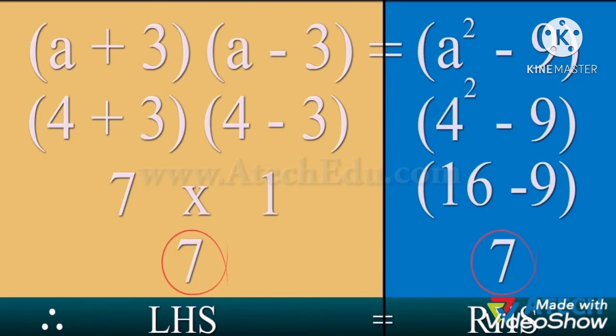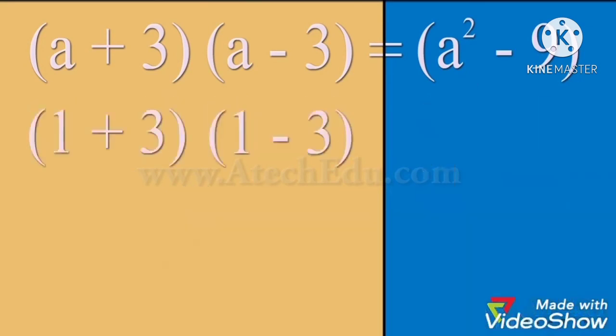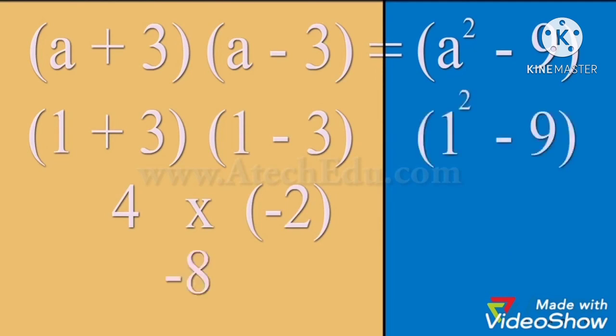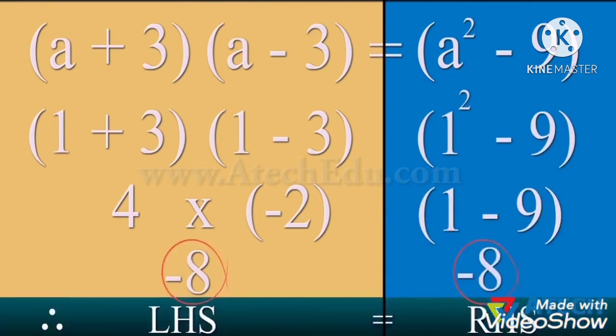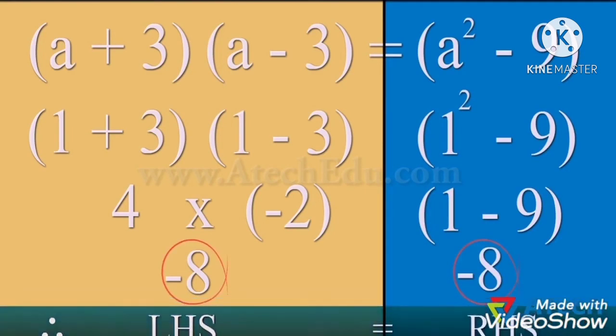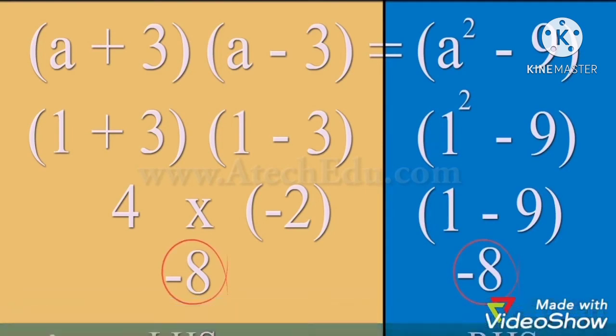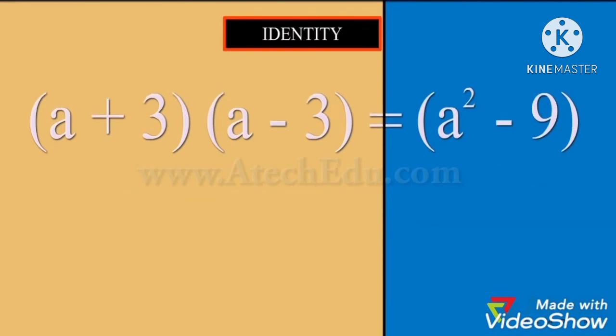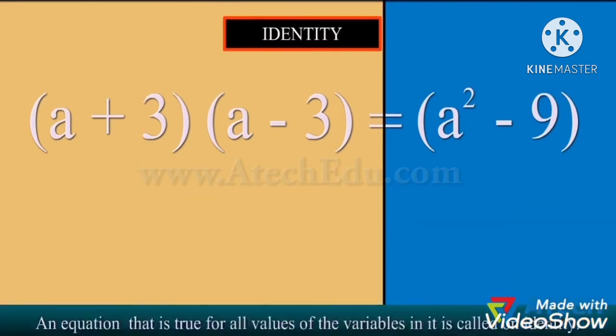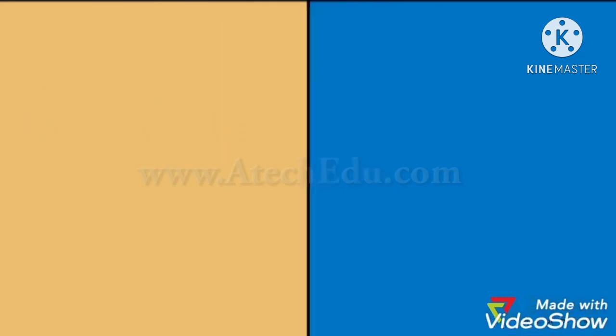Let us check these expressions for any other value. Say a equals 1. We find that LHS equals -8. Upon putting the value of a in RHS, we again get -8. Hence, LHS equals RHS for a equal to 1. In fact, for any value of a, this equation will have LHS equal to RHS. Hence, this equation is an identity. An equation that is true for all values of the variables in it is called an identity.